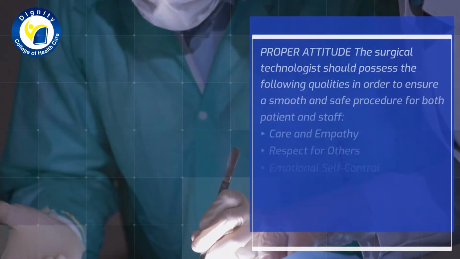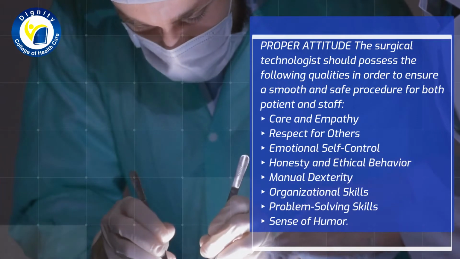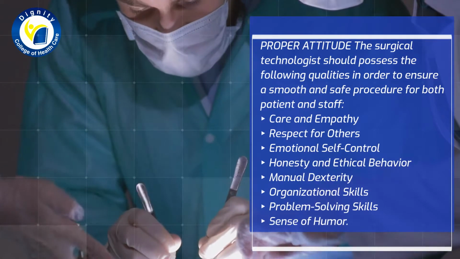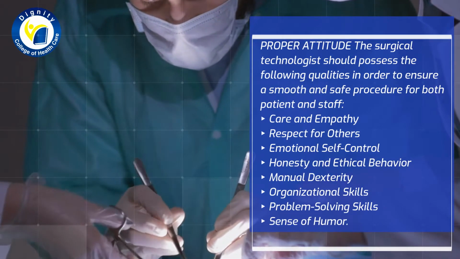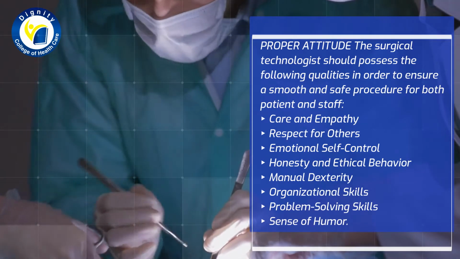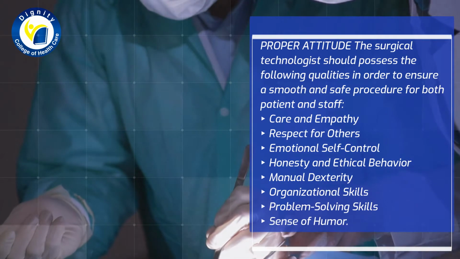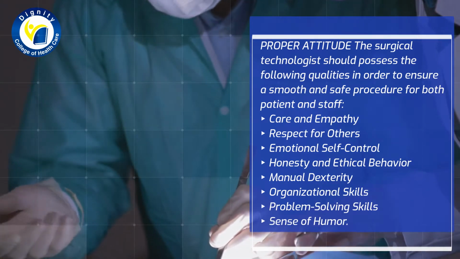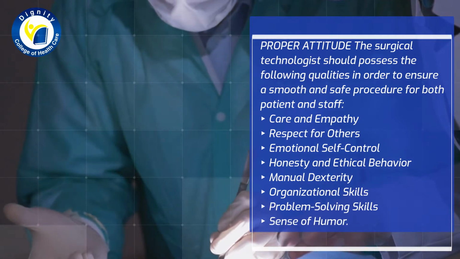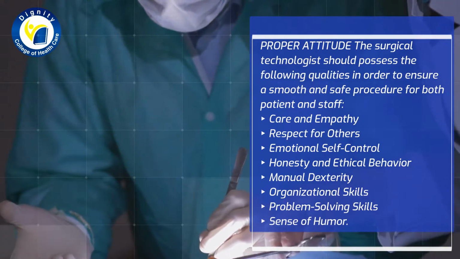Proper attitude: the surgical technologist should possess the following qualities in order to ensure a smooth and safe procedure for both patient and staff: care and empathy, respect for others, emotional self-control, honesty and ethical behavior, manual dexterity, organizational skills, problem-solving skills, sense of humor.